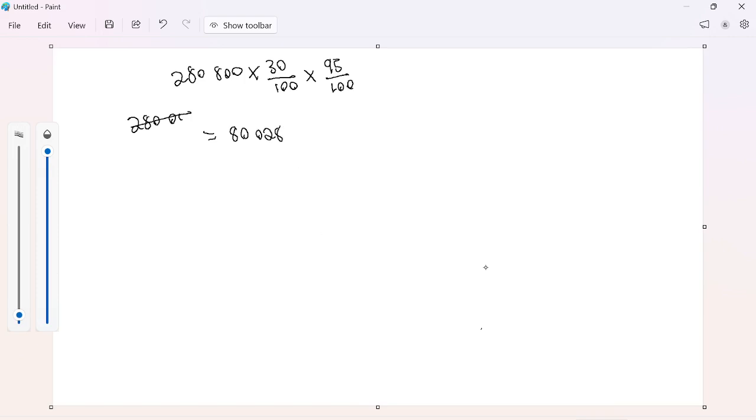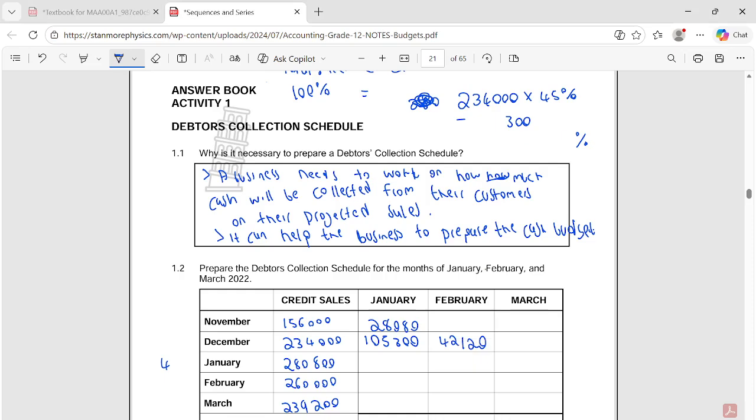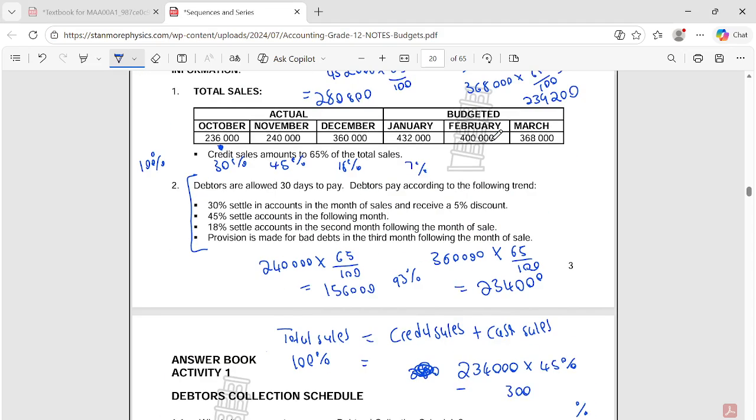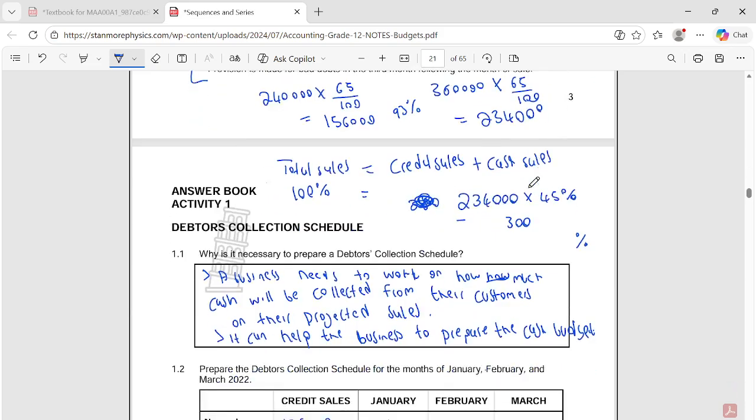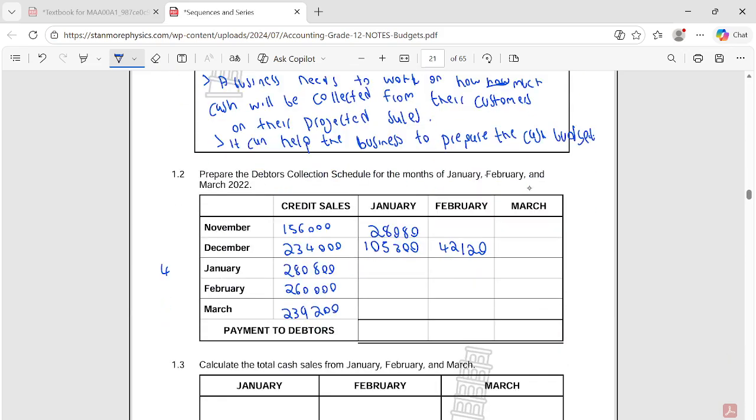80,028. So if we come here, let me show you where the discount was. They're saying that 30% settle accounts in the month of sale and receive a 5% discount. When you're settling in the month of sale, you're getting a 5% discount. That's why I said 95 over 100, right guys? Then we're coming here. So for January, my collection will be 80,028, right? Now let's take the other ones into account.